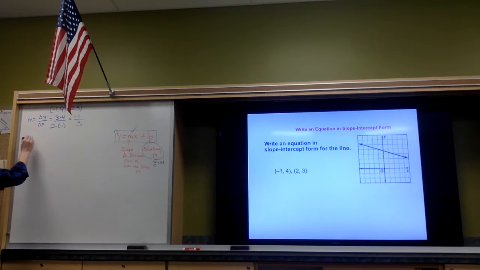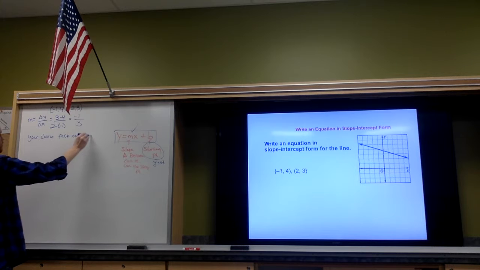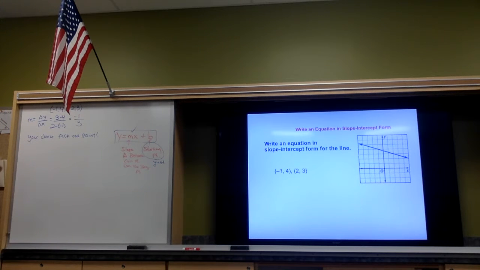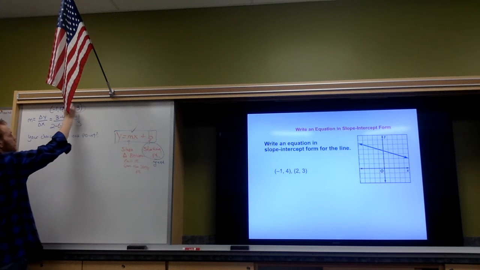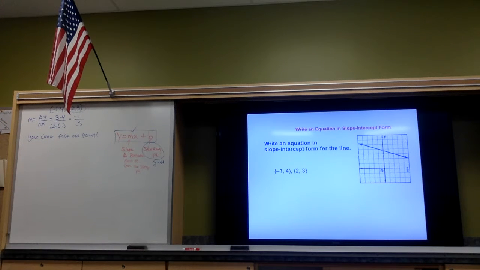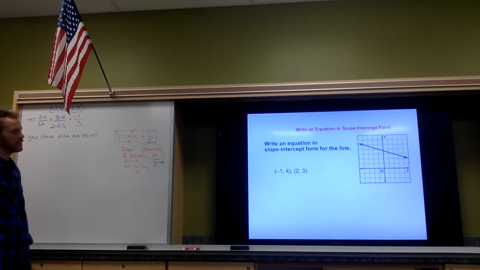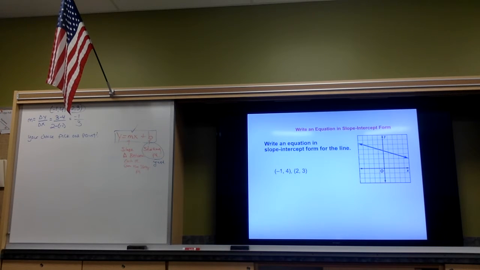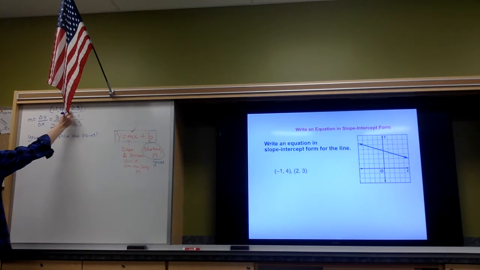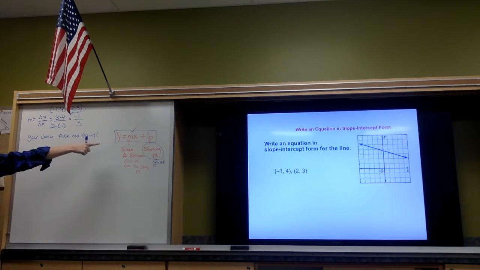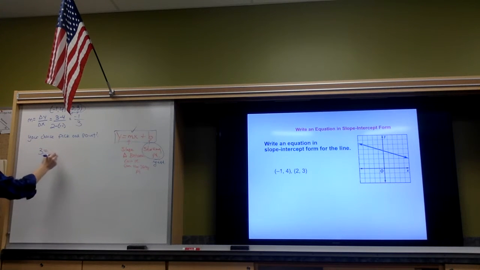So it's your choice, pick one point. I don't know about you, but (2, 3) sounds good. Only reason why I picked it is it doesn't have a negative sign, and negatives can be a little bit difficult if you're not paying attention, okay? So let's use that. My x value is 2 and my y value is 3. So let's plug it in. It'd be 3 equals, my slope is negative a third, times 2, plus b. Multiply.